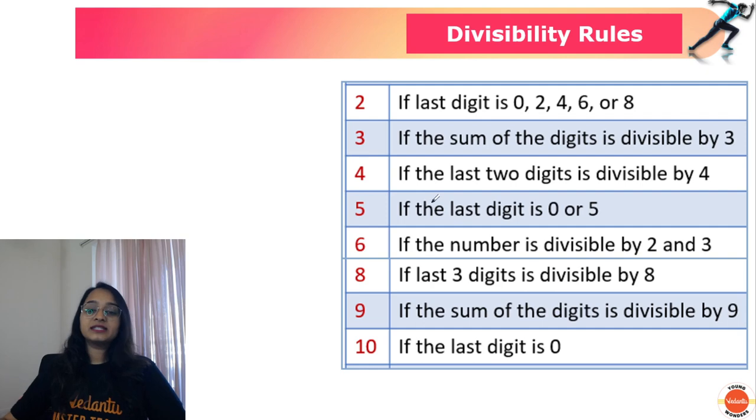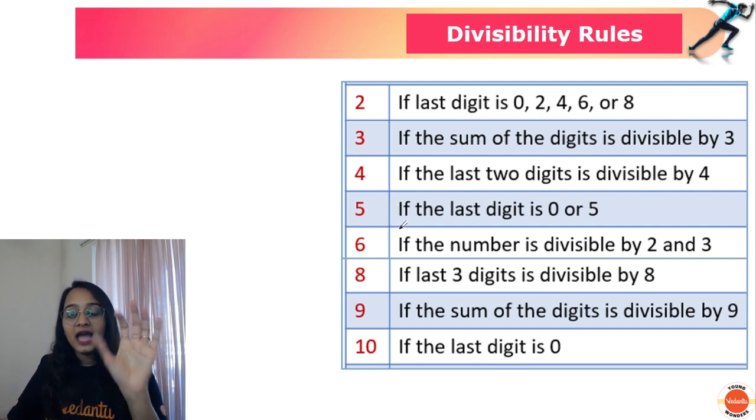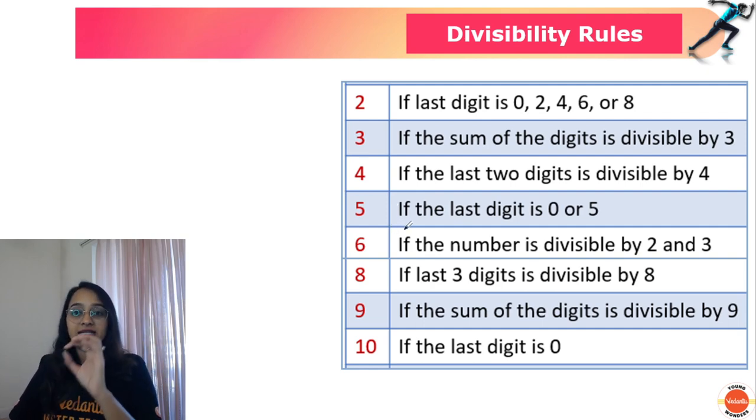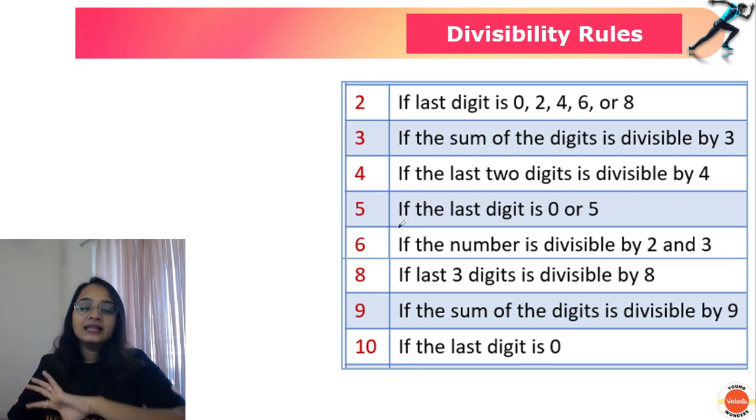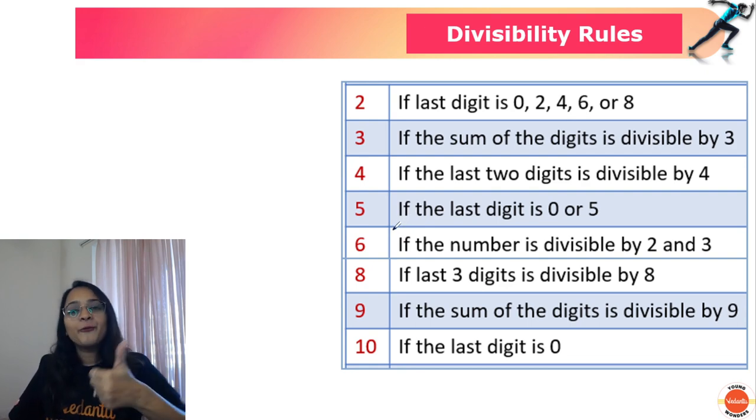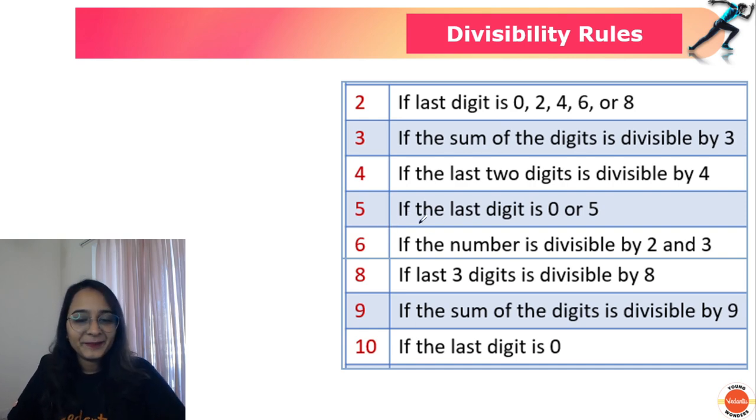And then comes divisibility rule for 5. Agar last digit 0 ya 5 hoga, then the entire number will be divisible by 5.